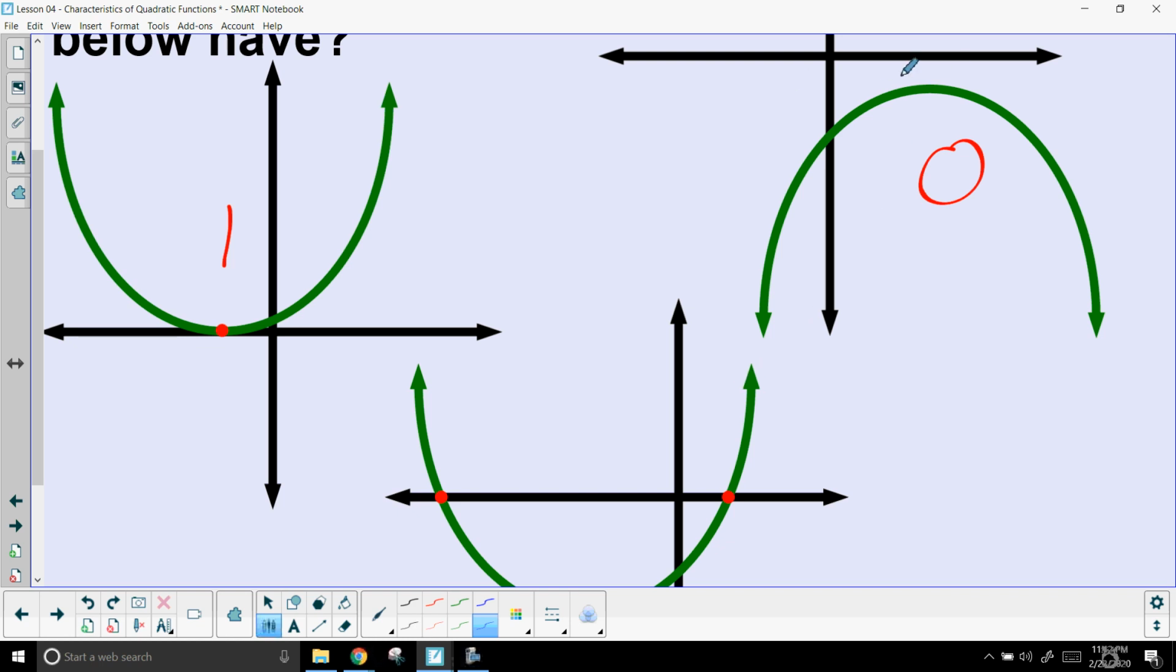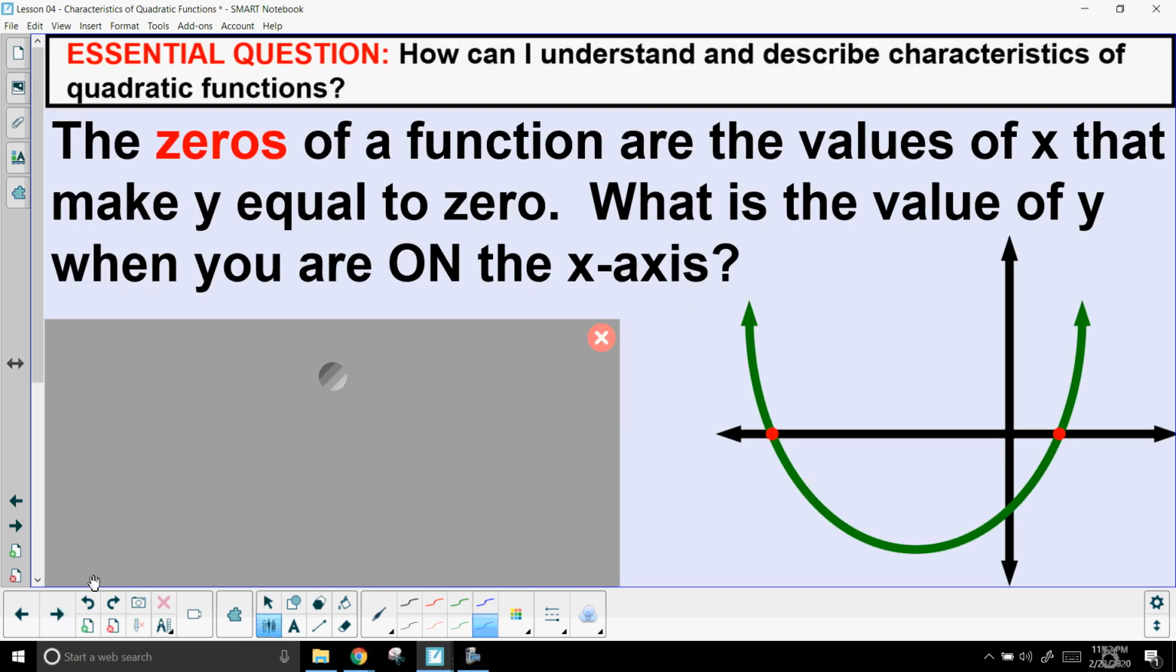Zeros of functions are where it crosses the x-axis. Yeah, we discussed that. Examples. I've already posted the answer for this.